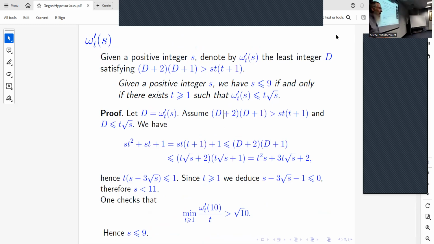What I will do is to define another number which depends only on the number of elements of S, which I call small s. Given a positive integer small s, which will be the number of elements of S, I look at the smallest integer b such that (b+2)(b+1)/2 is greater than s plus 1, which means that if we have a set with capital S, small s elements, we know by linear algebra that there is a polynomial. So from the definition, omega t is less than omega prime t.